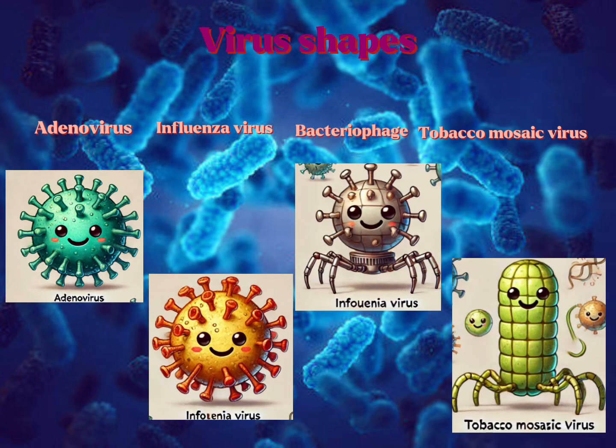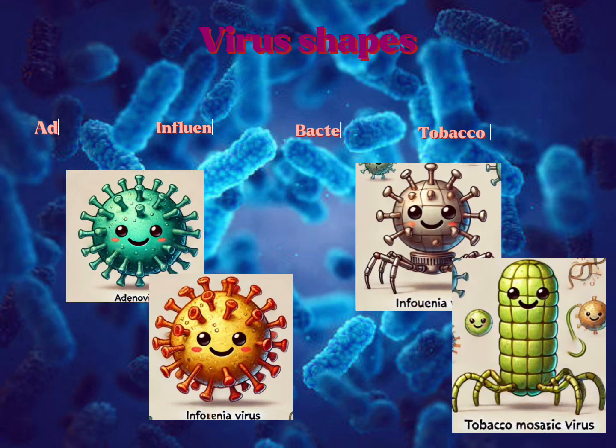And the fourth type is the tobacco mosaic virus. It is a rigid rod-like structure, a helical capsid that surrounds RNA. Example, it infects plants like tobacco and tomatoes.